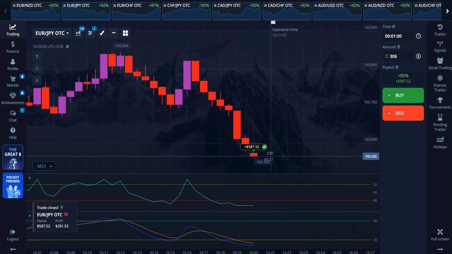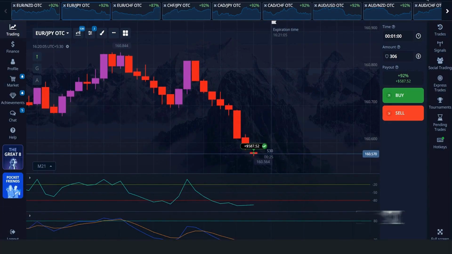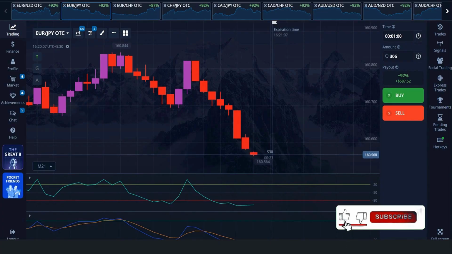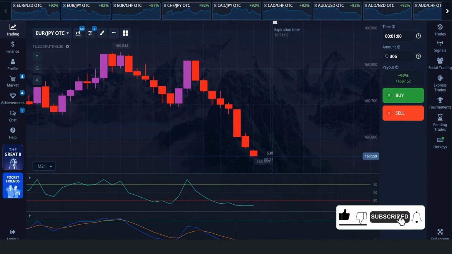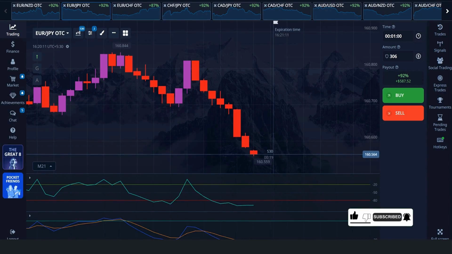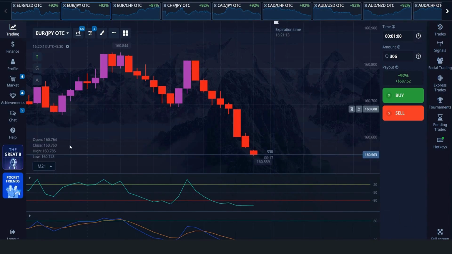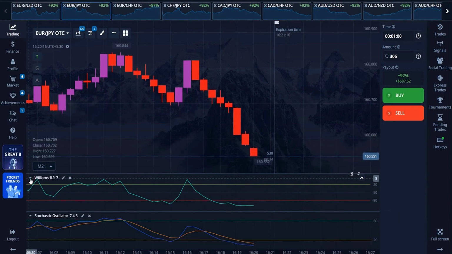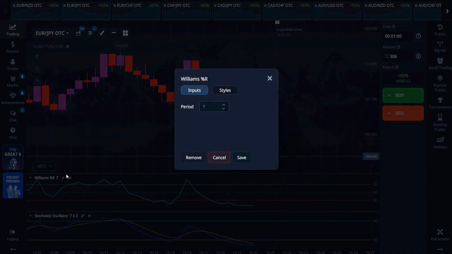And yes, another winning trade using our simple strategy. The indicators worked beautifully again, giving us a clear and confident signal. Now, let's quickly go over the indicator settings so you can set them up correctly on your chart and start practicing this strategy on your own.